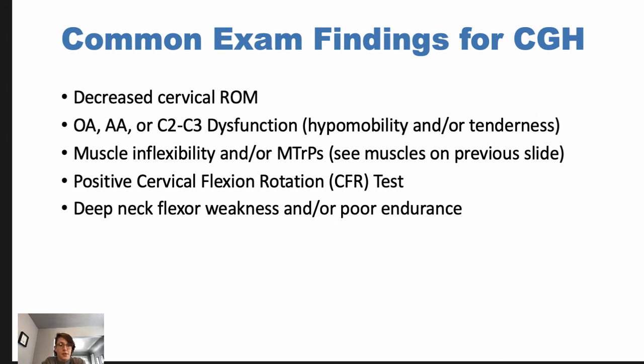So we talked about decreased range of motion, particularly going to be C0-1, C1-2, C2-3, probably some hypomobility and/or tenderness, some muscle inflexibility or trigger points, and we talked about those. And then a positive cervical flexion rotation test, and that's really looking for involvement of AA or C1-2, and then deep neck flexor weakness and/or poor endurance of those deep neck flexors.